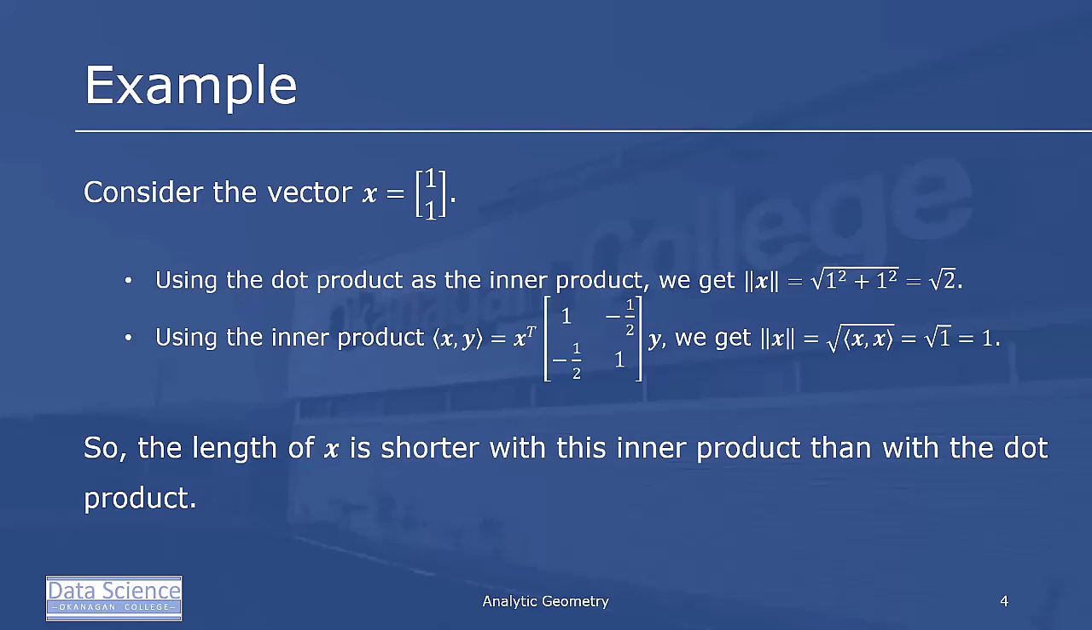However, if we choose the inner product of x and y to equal x transpose times the matrix [1, -1/2; -1/2, 1] times y, we get that the norm of x is equal to the root of the inner product of x with itself, which turns out to be root 1, or just 1. So again, the length of a vector depends on the norm that you're using to calculate it.